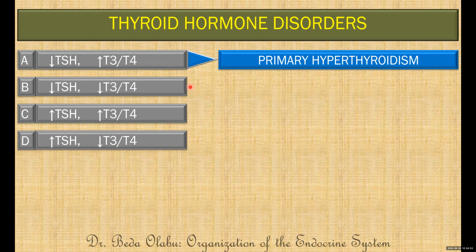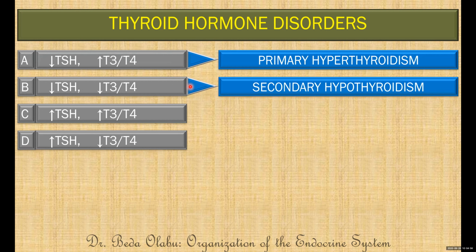The second patient is secondary hypothyroidism, and I want someone to tell me why secondary, not primary. Anyone? Yes, Onesimus? I think it's because the pituitary gland, the TSH, was low, so the stimulation was low. That's why the thyroid produced low T3 and T4. Very good. And that's why it's not primary. Patient B is secondary hypothyroidism.